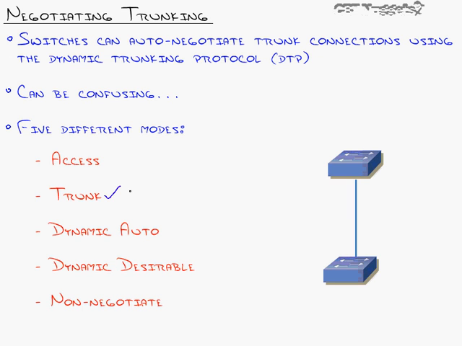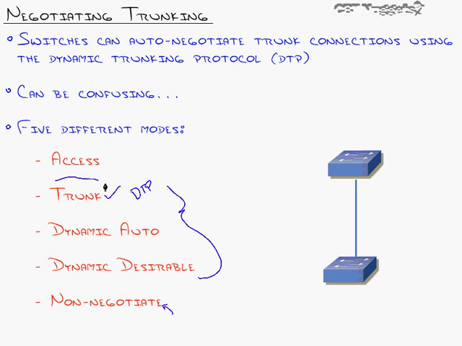And here's the big difference. I am sending DTP packets, meaning I am a trunk, I am set to on, and I will tell the other side I want to be a trunk. So if it's set to auto, if it's set to desirable, if it's set to trunk, it doesn't matter. We will become a trunk. So if you set it to trunk mode, and the other side is any one of those, it will become a trunk. The last one is non-negotiate.